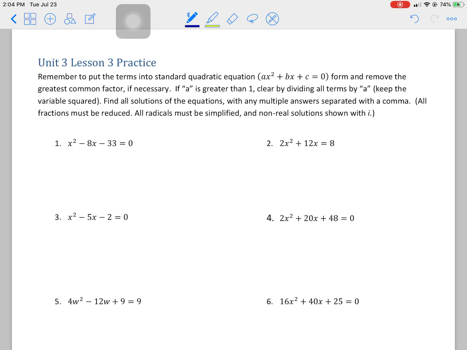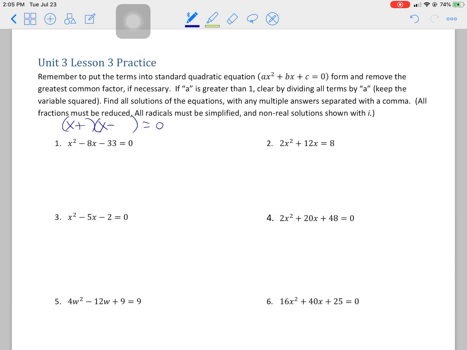All right, page 2. To do the practice, I know at the end of the first video I did this first one, but I want to do it again just to make sure. So this one's already in standard or general form. If we want to use completing the square, because this does not factor, actually this one does factor, but that's kind of to prove that this does work.